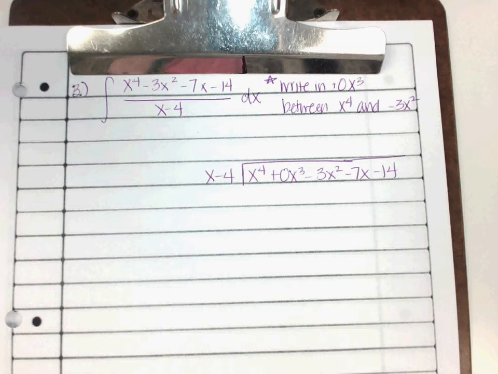So your first question, what do I multiply x by to get an x to the 4? X cubed. Should be an x cubed at the top. Then remember to times it by the whole x minus 4.